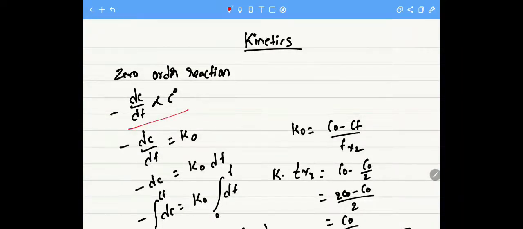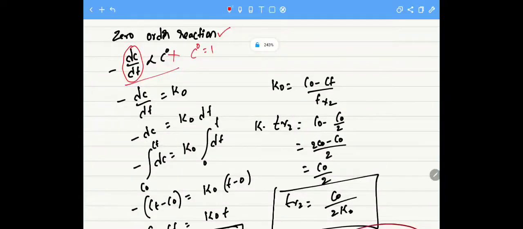If the rate of reaction is dependent on nothing, see here in this case the rate of reaction is dependent on nothing. I have written C to the power of 0, which is equal to 1. So it indicates the rate of reaction is not dependent on anything, which falls under 0 order kinetics.